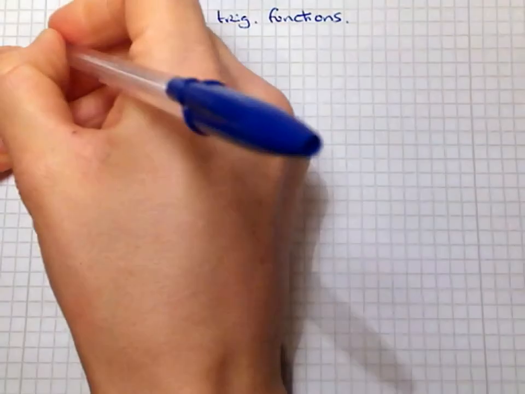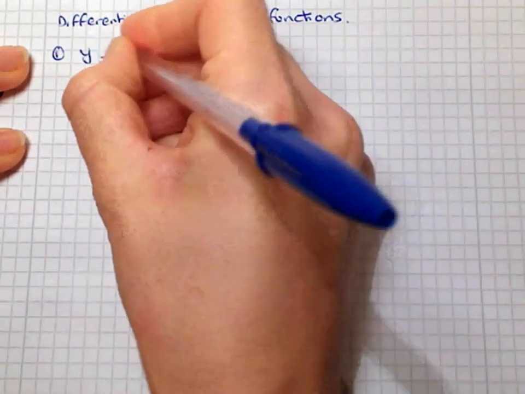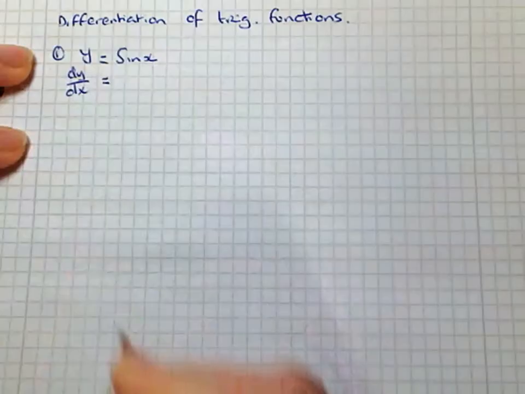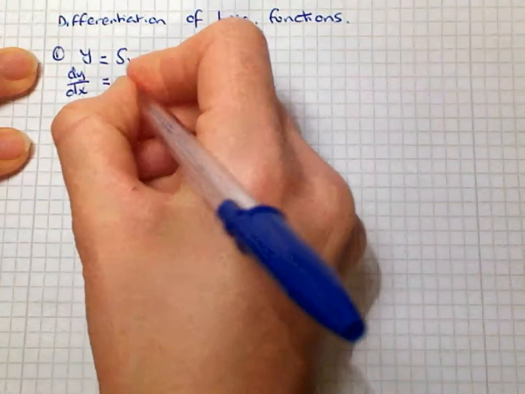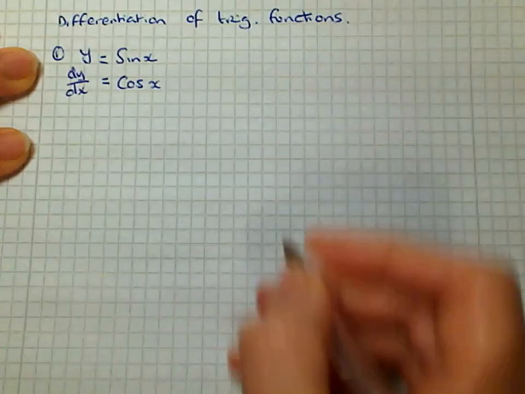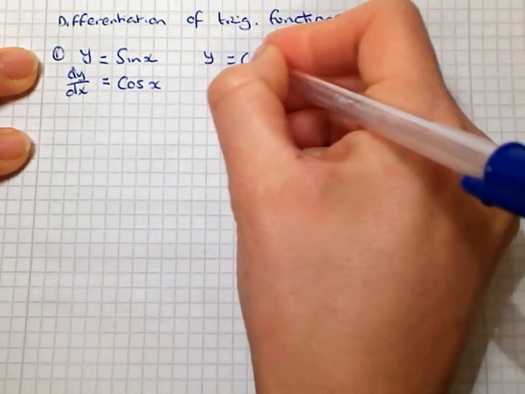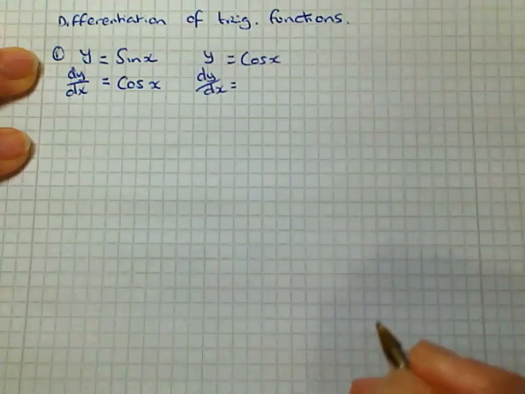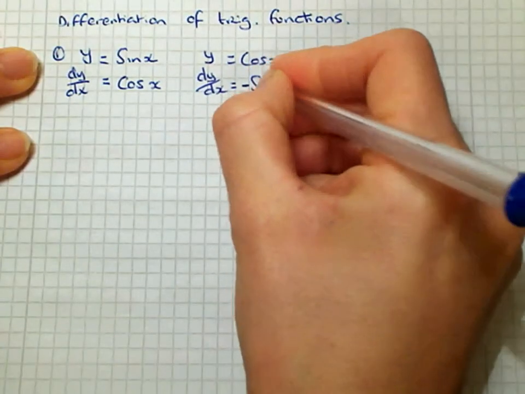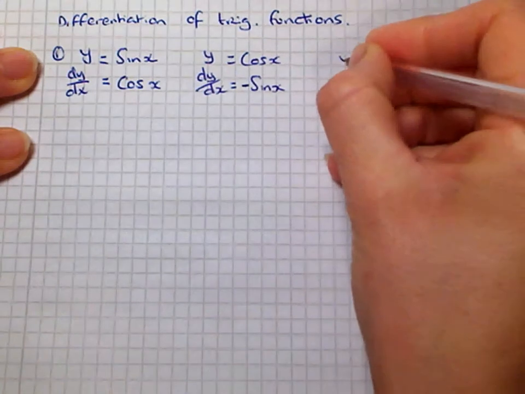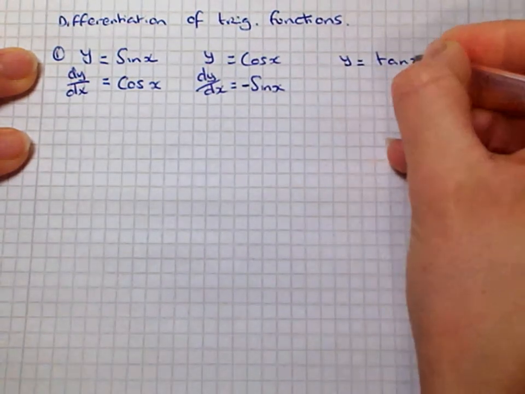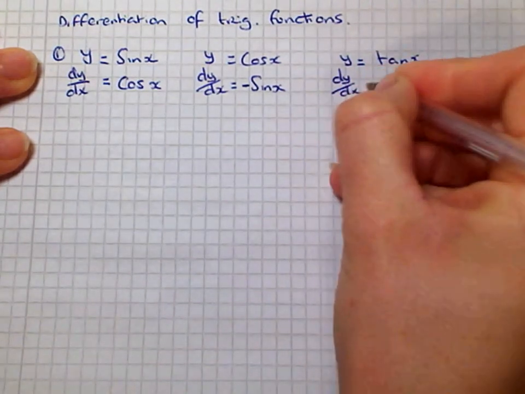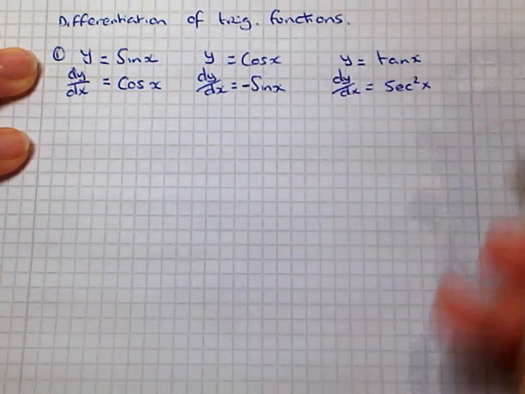Okay, so starting off, if you have the function y equals sine of x, when you differentiate y with respect to x, you get cosine of x. If you have a function y equals cosine of x, when you differentiate cos of x with respect to x, you get minus sine of x. And if you have y is equal to tan of x, dy dx is equal to secant squared x.